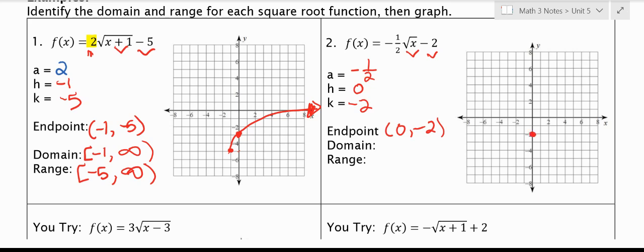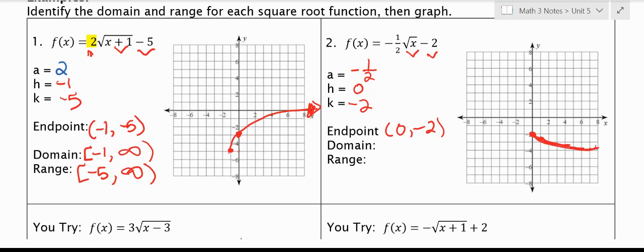My a value is a negative 1/2. So that means if I go over 1 unit, I'm only going down like a half. So it's going to be more of like a shrink. And I'm just going to do my best to draw like a sketch.